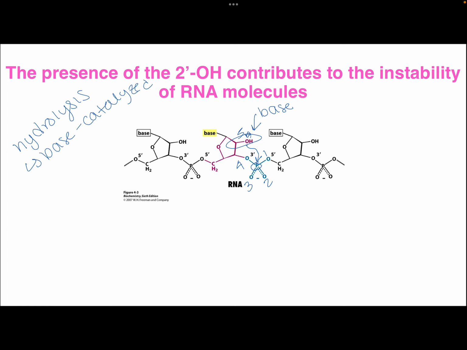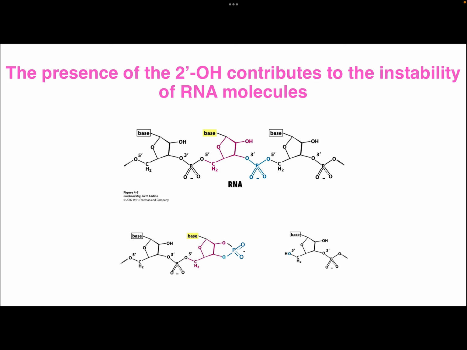Then the oxygen connected to this sugar here detaches, resulting in basically cutting that molecule into 2 pieces. So the one piece ends up having this cyclic phosphate group here, and the other group has whatever is left of the chain on the other side. That RNA strand has now been cut in half. It's no longer carrying the same message.